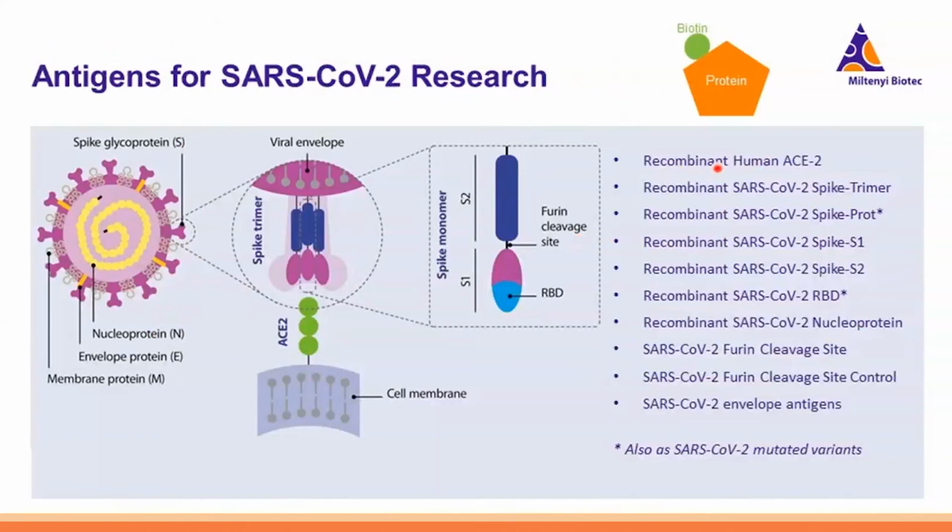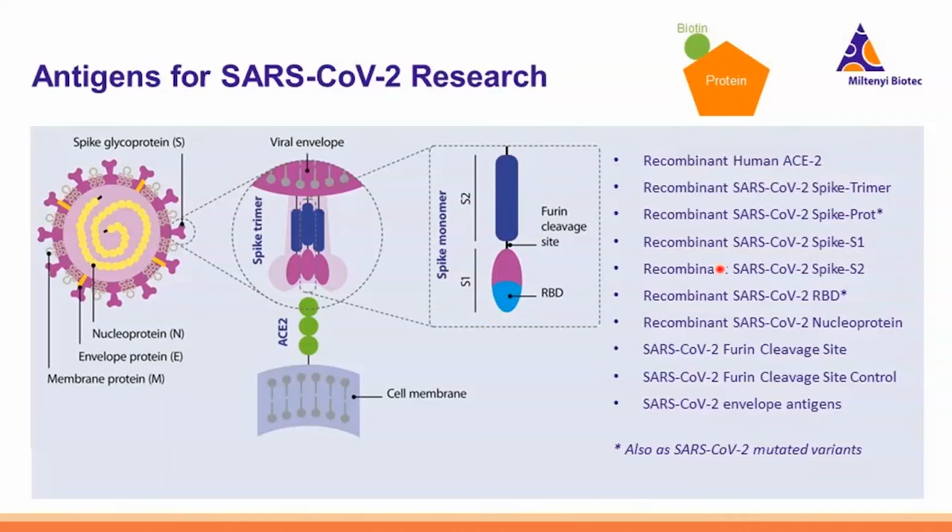What we have produced was basically all the proteins of the SARS-CoV-2 virus, including also the target protein on the host cells, the ACE2 protein, and also the spike protein in every form it could be useful to study. So this in the trimeric form, in the monomeric form, with the S2 and S1 domain, and also the RBD domain.